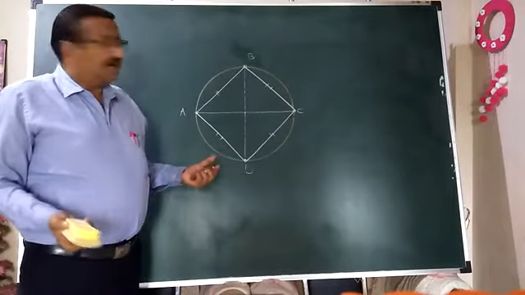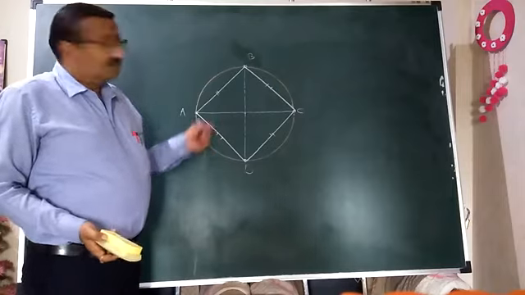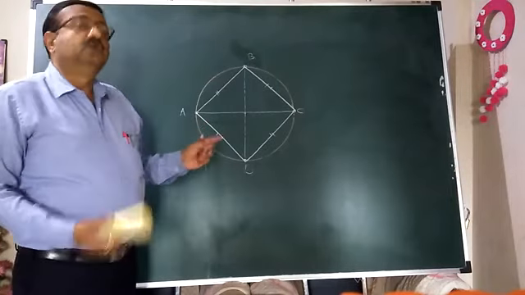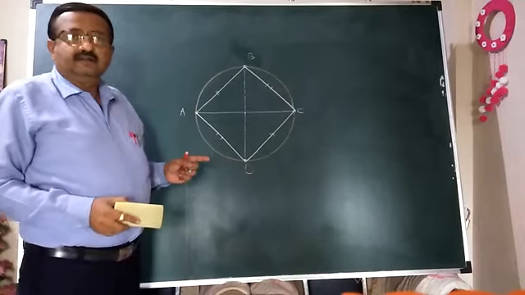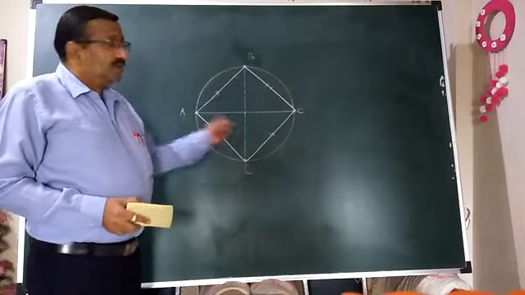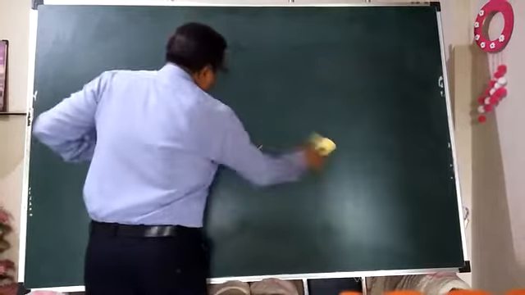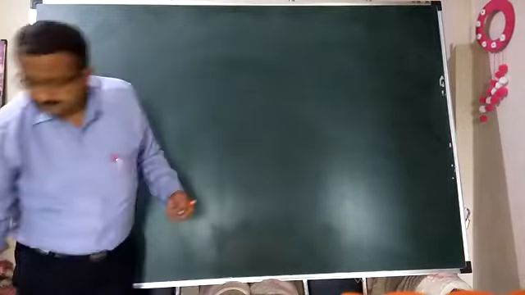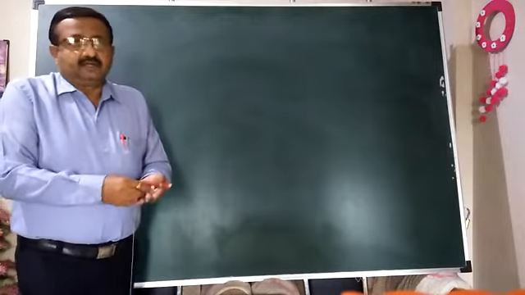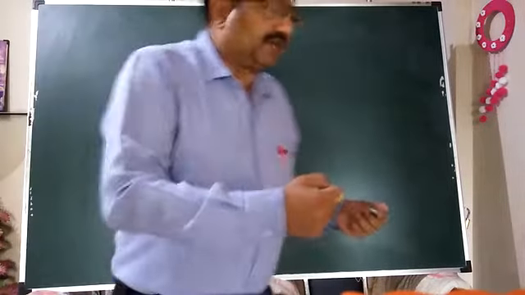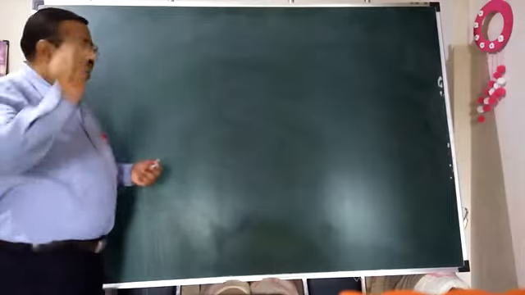Further, it may be asked to circumscribe a square to a circle. Circumscribe a square to a circle of 40 mm diameter. What is the procedure? I will tell you. Just concentrate on the board. What is asked? Circumscribe a square to a circle of 40 mm diameter.